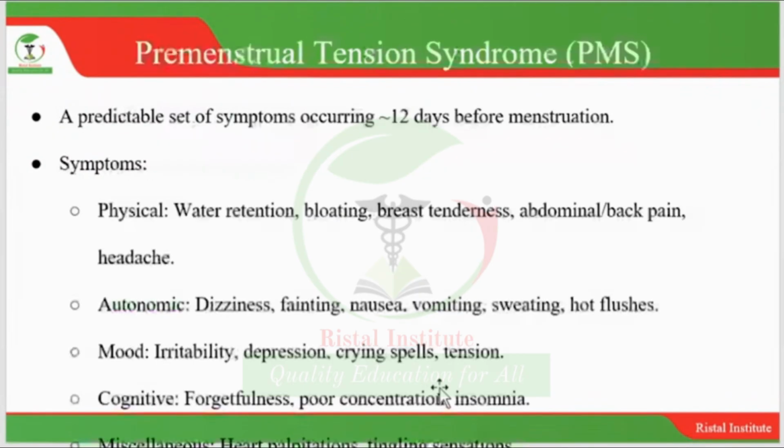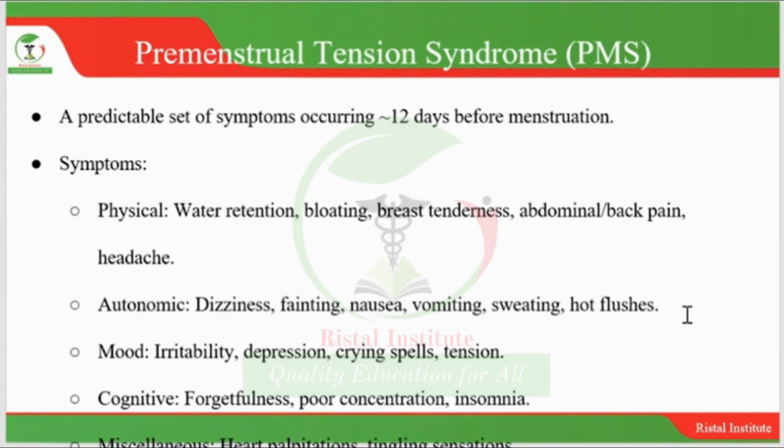Premenstrual tension syndrome. So premenstrual tension syndrome, which can be termed as PMS, is a predictable set of symptoms occurring 12 days before menstruation. The symptoms include physical: water retention, bloating, breast tenderness, abdominal and back pain, headache. Then autonomic can include dizziness, fainting, nausea, vomiting, sweating, then hot flashes. Then mood: irritability, depression, crying spells, and tension.